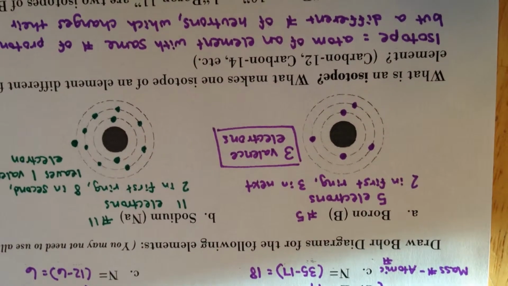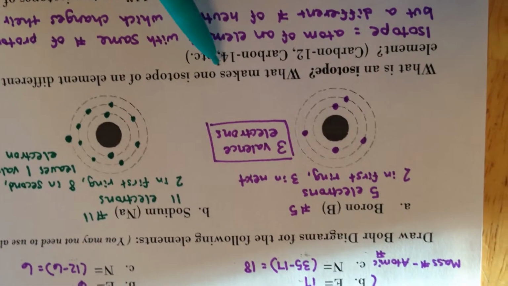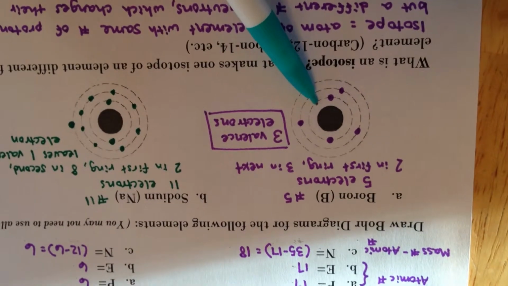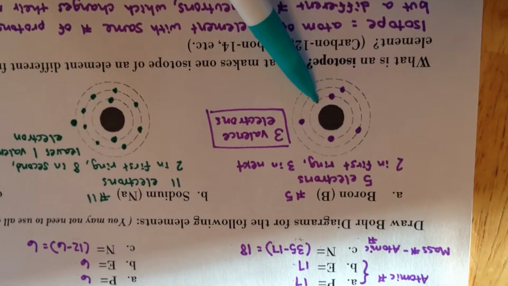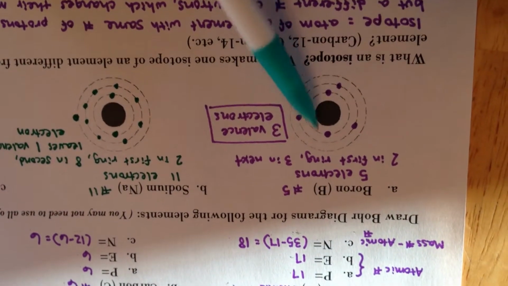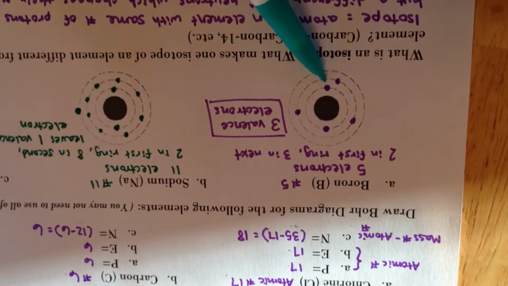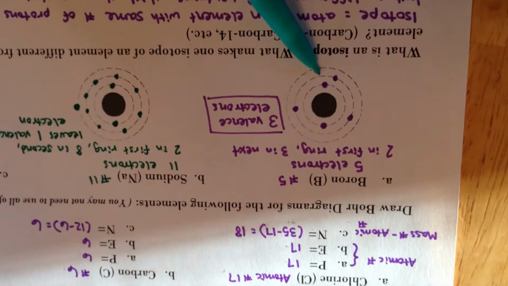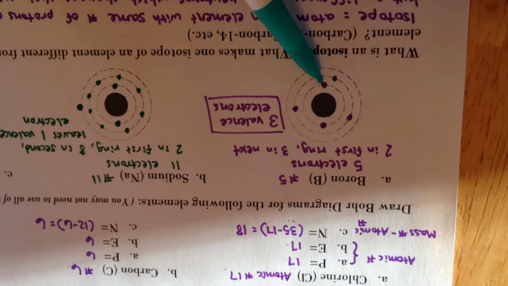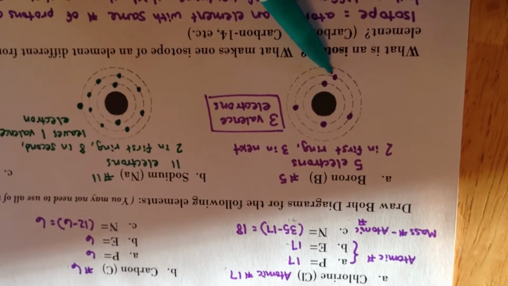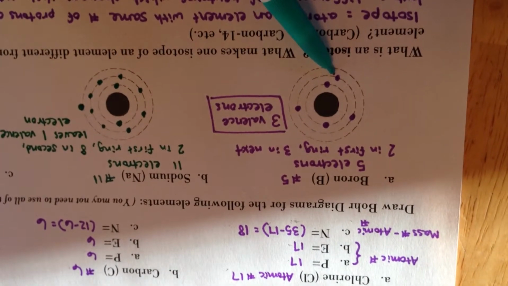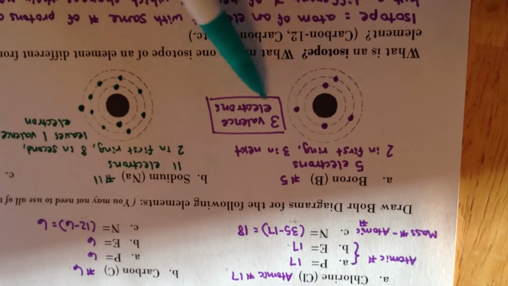Most people found the Bohr diagrams pretty simple, but just in case you forgot, the first ring can hold 2, and it's like a small cup inside of a larger cup inside of a larger cup. So once you fill those 2, then they overflow into the next one. Boron has 5 electrons, so 2 go in the first ring, then the overflow goes into the next ring. Those overflow or remainder electrons are called valence electrons, and in this case we have 3.